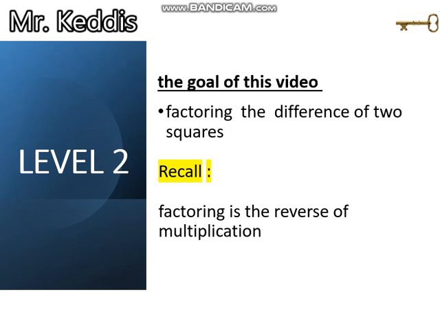Welcome to our series of videos on factoring polynomials. The goal of this video is factoring the difference between two squares.